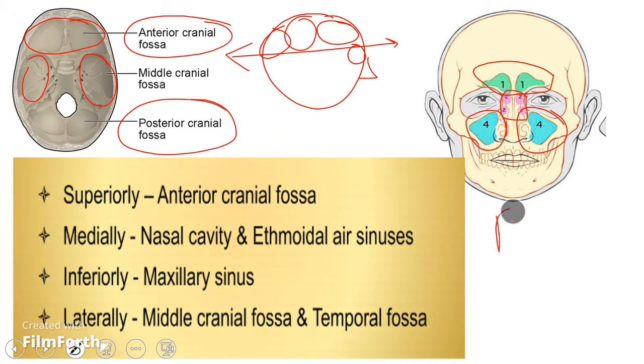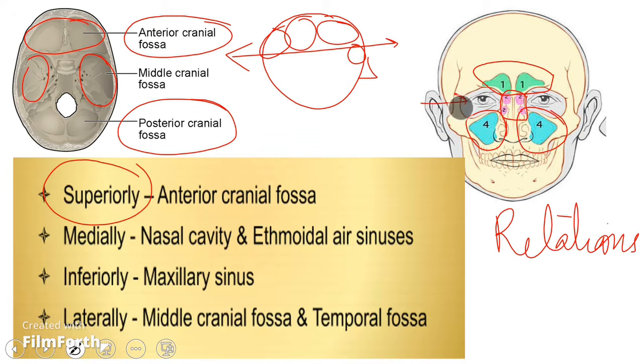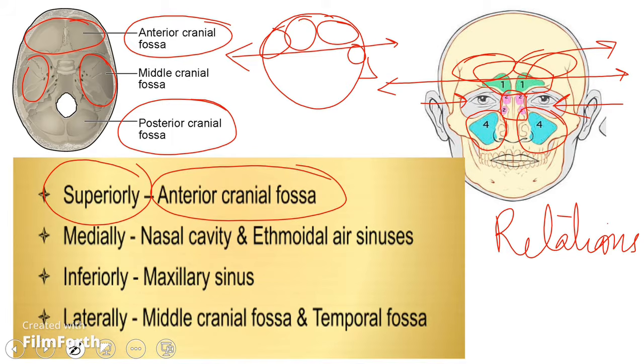Now let us discuss the relations of the orbit. Okay, so now it'll be very easy for you. Now we know where the orbits are, so these two are the orbits. So what is related superiorly to the orbit? Superiorly, the orbit is related to the frontal sinuses and also to the anterior cranial fossa. So what did I tell you? That if you actually cut open the skull, what you have here is the anterior cranial fossa, right? So sitting right on top of your orbit is the anterior cranial fossa and the frontal sinus, right?